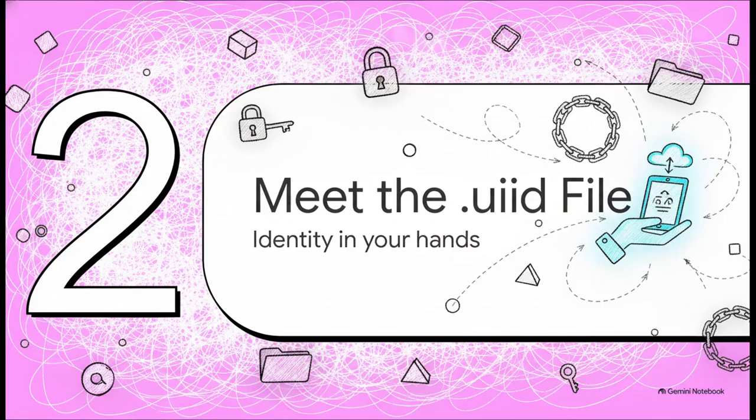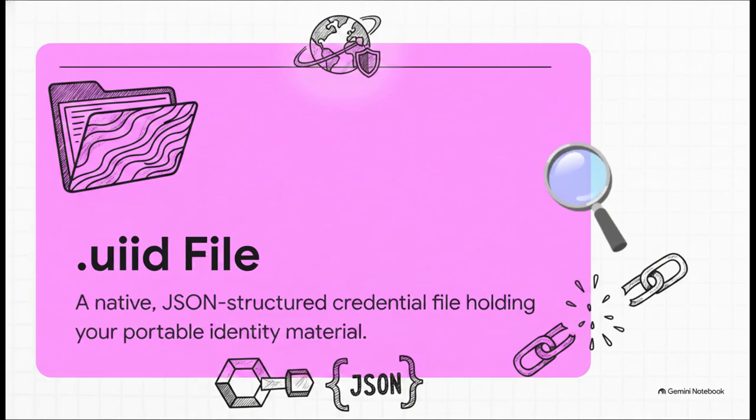All right, moving on to Section 2. Let's meet the .UIID file, identity in your hands. This brings us to the biggest paradigm shift of the update. The .UIID file is a native JSON-structured credential file. Now, why does it matter that it's JSON? Because it means this thing isn't some proprietary, unreadable black box. It's a highly portable, human-inspectable container holding your identity material. You aren't locked into some vendor's secret format.